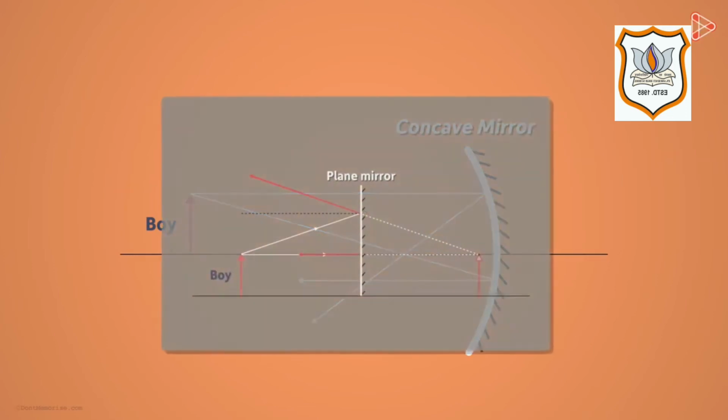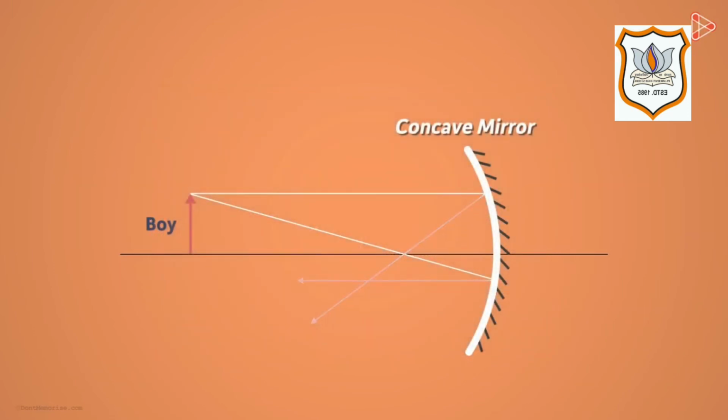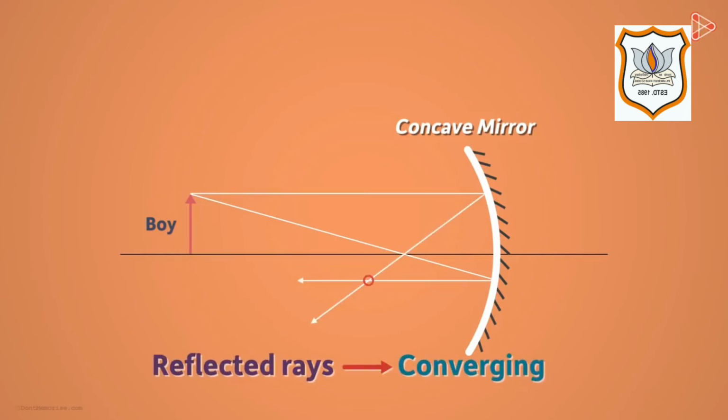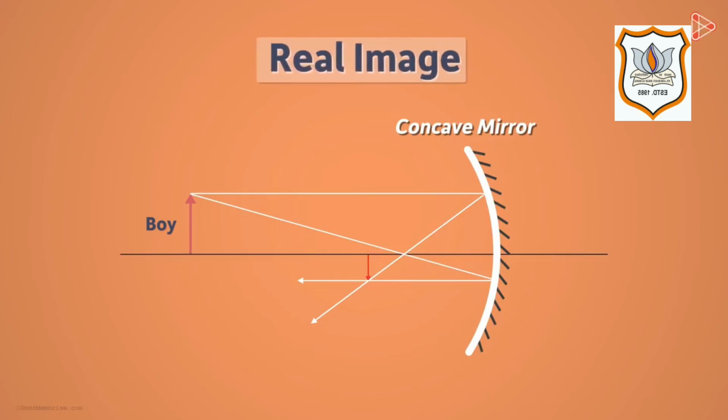In the previous case, all the reflected rays were diverging. Yes, here all the reflected rays after reflection are intersecting each other at this point, or we can say that they are converging at this point. And the image of the top of the arrow is formed at this point. And we can do something similar for the remaining points of the object too. We get this image. This is called a real image.